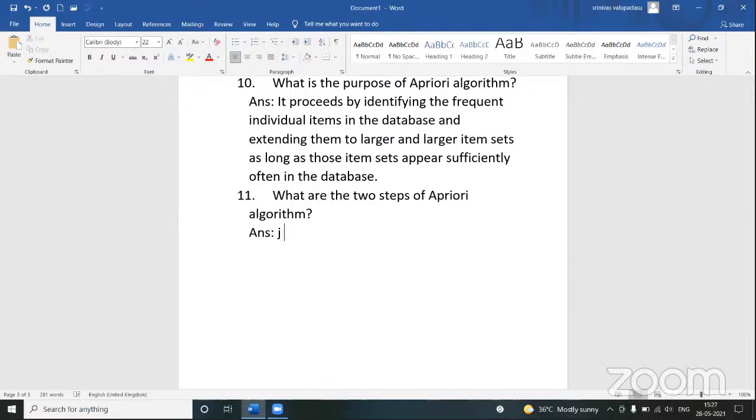So join step: this step generates k plus 1 item sets from k item sets.